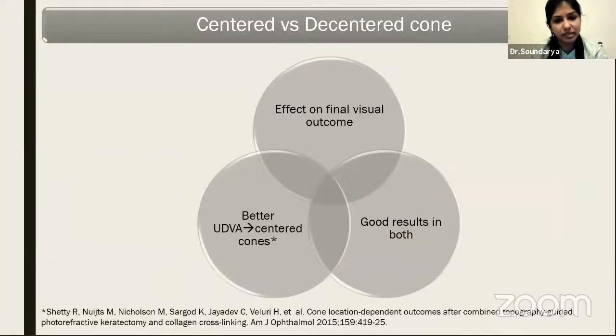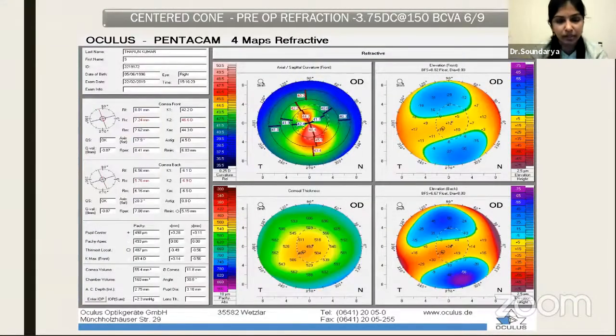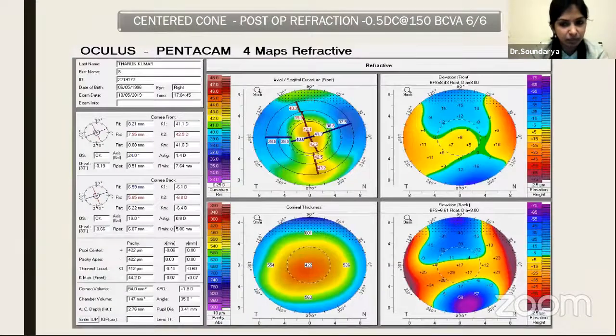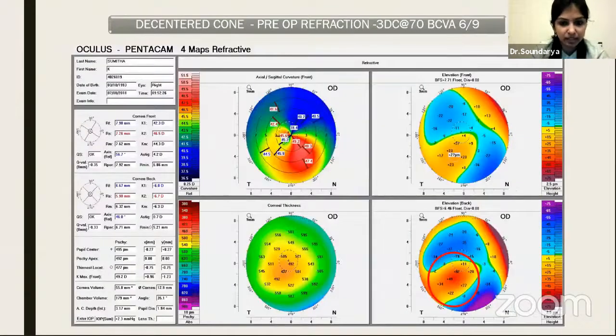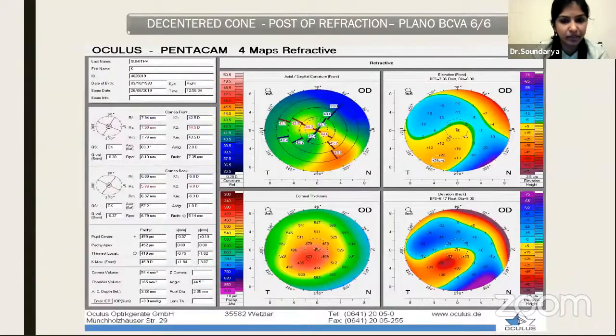Coming to centered versus decentered cones, both have shown good results, but based on the UDVA, the centered cones may do a little better than the decentered cones. These are just two examples of how well both centered and decentered cones do. This was a centered cone, as we can see, with a 3.75 cylinder and a 6.9 BCVA, which improved to 6.6 with just a 0.5 diopter cylinder. An example of a decentered cone, as we can see in the posterior float, is quite decentered, with a -3 diopter cylinder and 6.9 vision, which is regularized quite well, and the patient has a vision of plano 6.